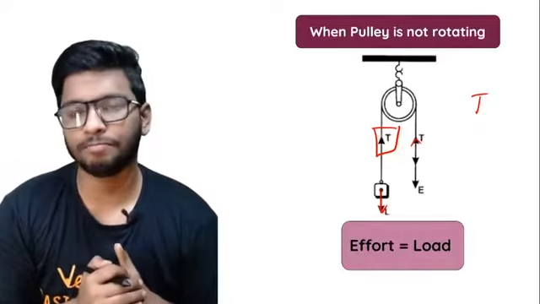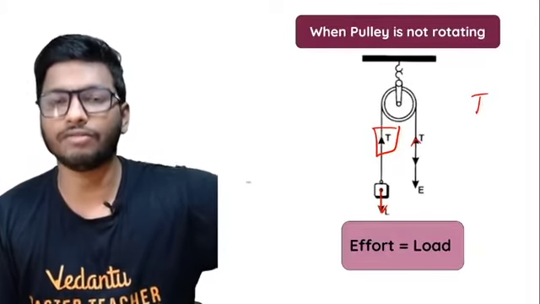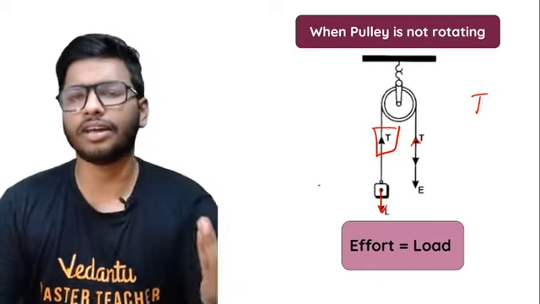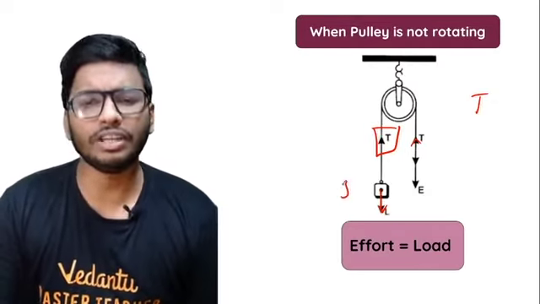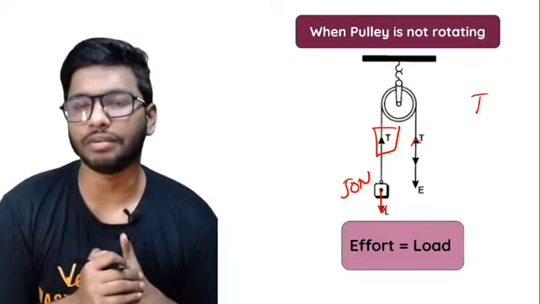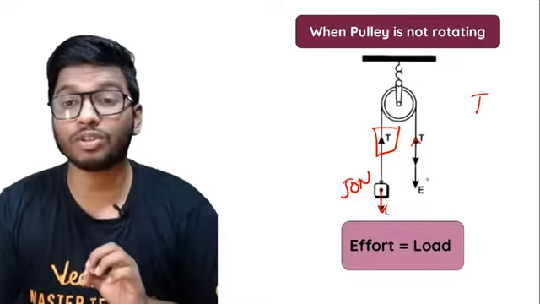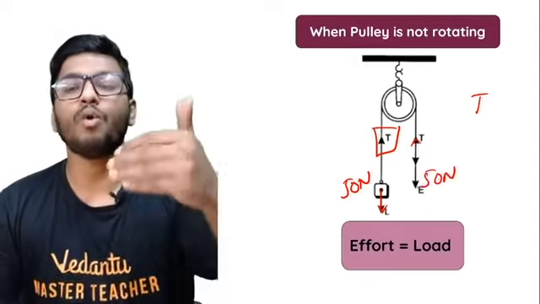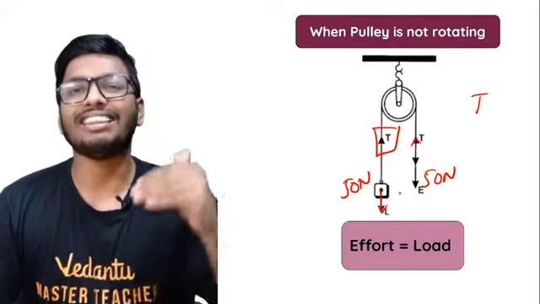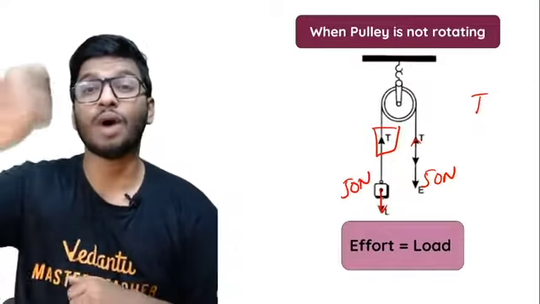Now here's the thing, guys. In a single fixed pulley, whatever is the effort, that would be equal to the load. What do I mean by this? Let's take an example. Let's say that the load is around 50 Newton. The weight is 50 Newton. Now, this means that only if I apply a force of at least 50 Newton over here, only then I'll be able to lift it up. If the force is less than 50 Newton, then I would not be able to move the load at all. So I need at least 50 Newton force to actually pull it up.